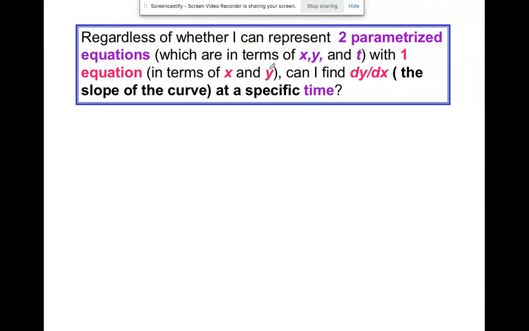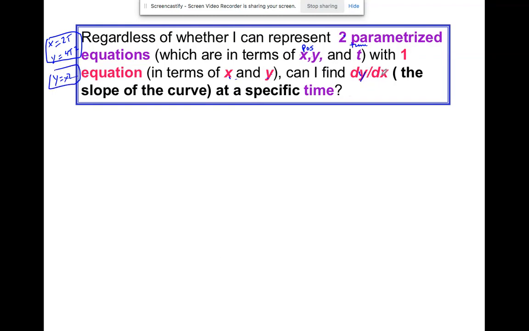So, regardless of whether I represent two parametrized equations, which are in terms of position x and y and time, with one equation where you've taken out the parameter, just x and y, like y equals x squared. Two parametrized equations would be x is equal to 2t or t, and y is equal to 4t squared. Or our first example, where it was just 2t squared. Remember, that was the same equation.